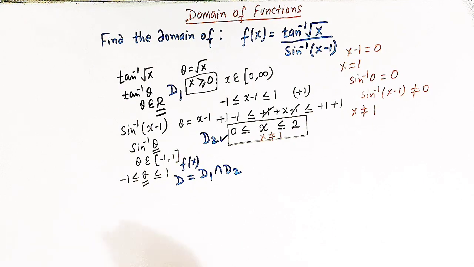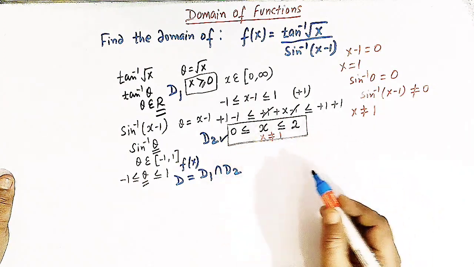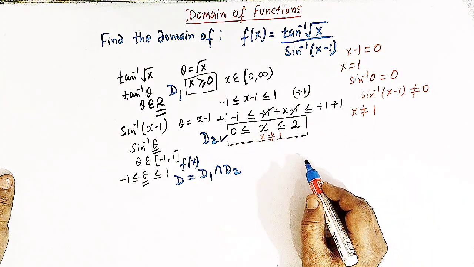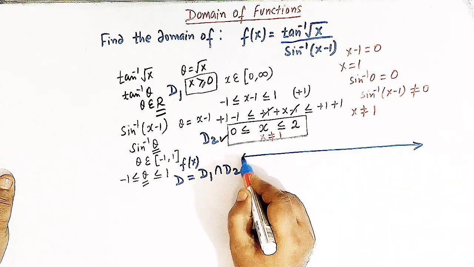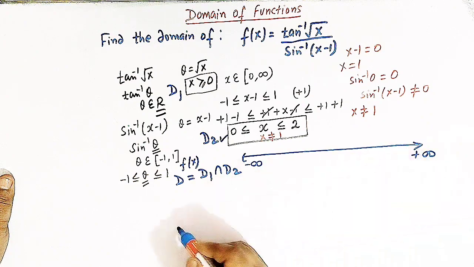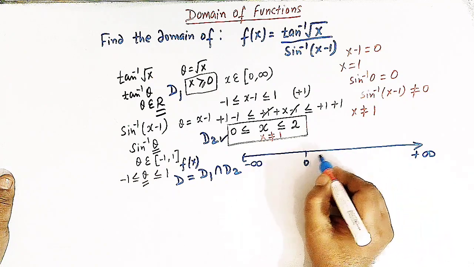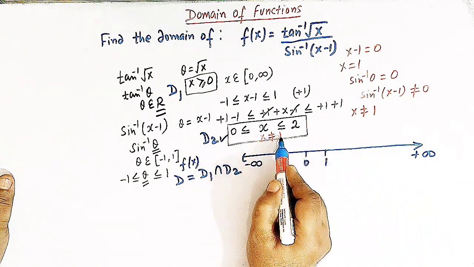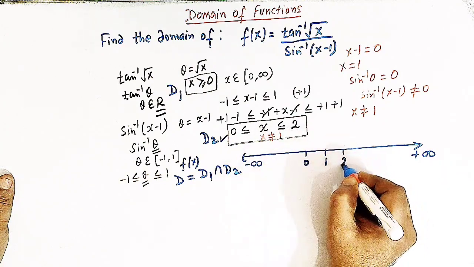So to identify the common domain, we have to take help of the real number line. So let us draw the real number line like this. Here we have minus infinity, here we have plus infinity, and let us take here the point 0, and then we have 1, and then let us take here the point 2.